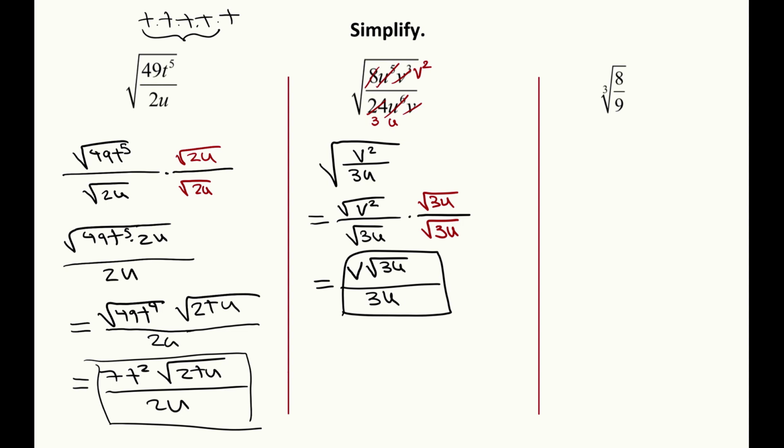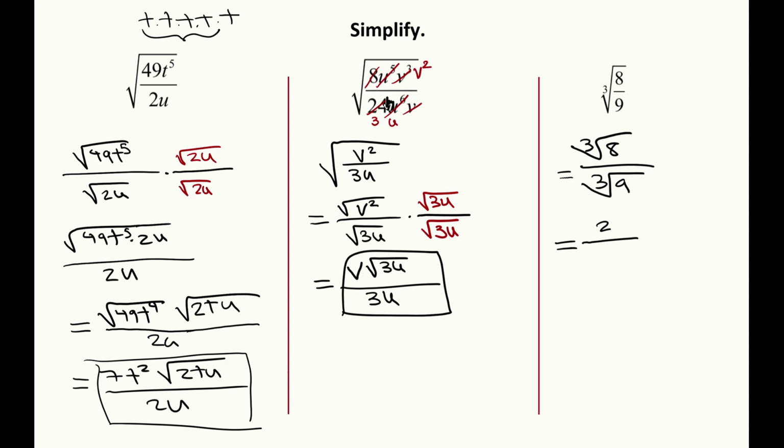All right. So one more problem here. That one involves a cube root. And we're going to go ahead and split it up. So we get the cube root of 8 over the cube root of 9, and the cube root of 8 is a simple 2.